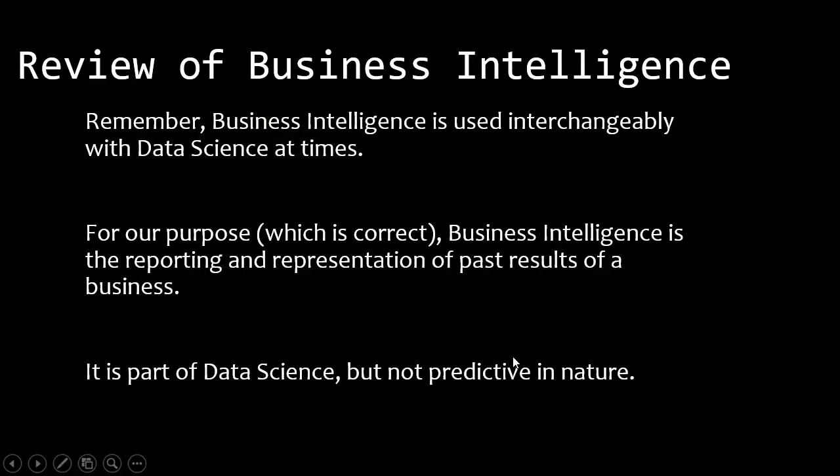All right, let's talk about what business intelligence is. We kind of talked about that before in previous videos, but it's good for a little review. It's used interchangeably with data science at times. It's part of data science based upon how we define it for this particular course. So for our purpose, business intelligence is the reporting and representation of past results of a business. So looking at the past results, okay, not the predictive stuff that comes a little bit later on through traditional methods, through statistics and then of course machine learning. This is more of looking at what has been done already and analyzing that.